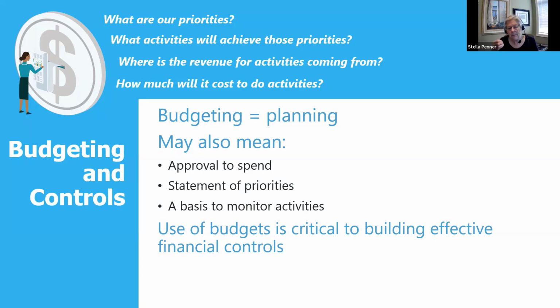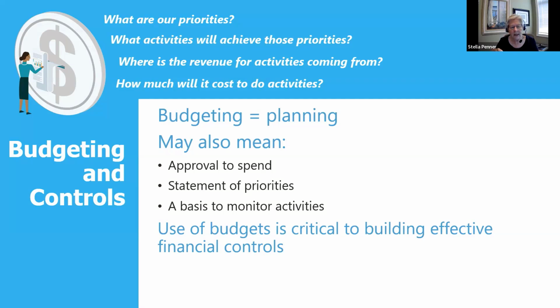So an ideal budget approach, I would say, is first, let's say, what are our priorities for the next period or year or 2-year or whatever period we're budgeting for? What activities are we going to do to achieve those priorities? Where is the revenue coming from to fund those activities? And lastly, how much is it going to cost to do those activities? So a lot of people approach that differently.